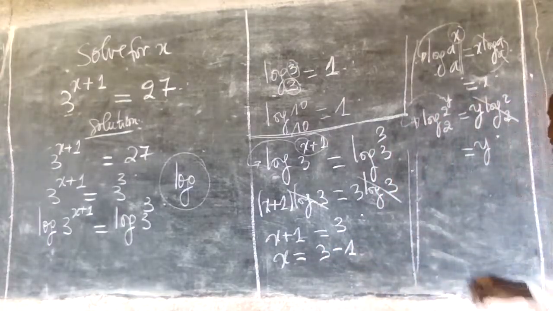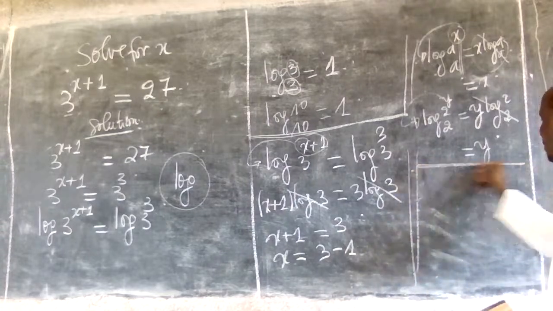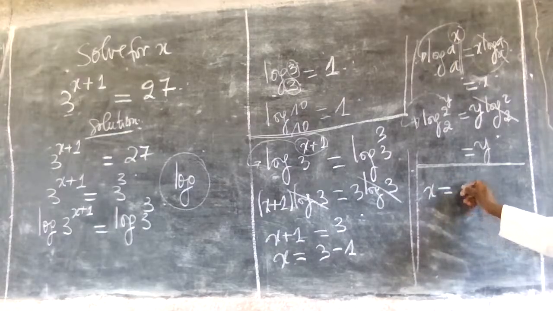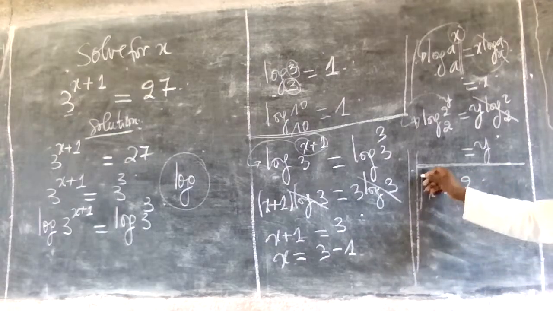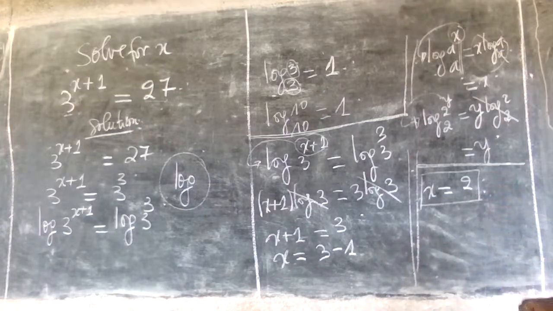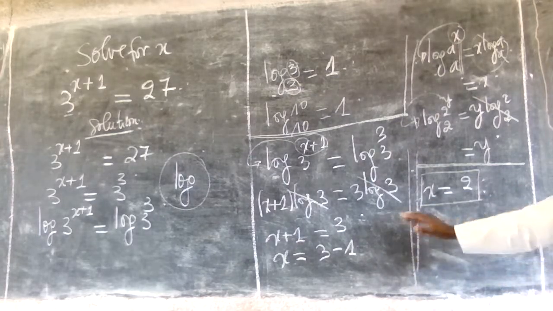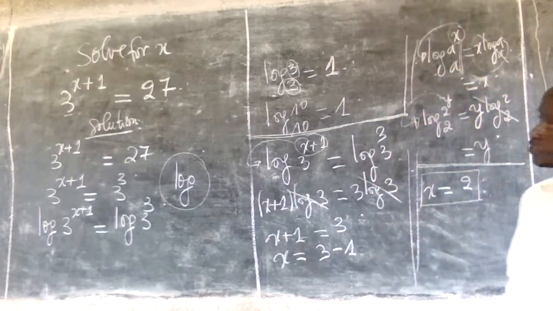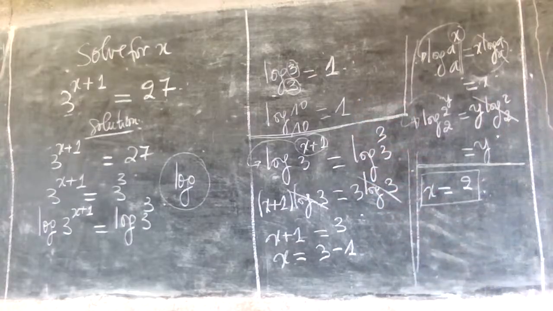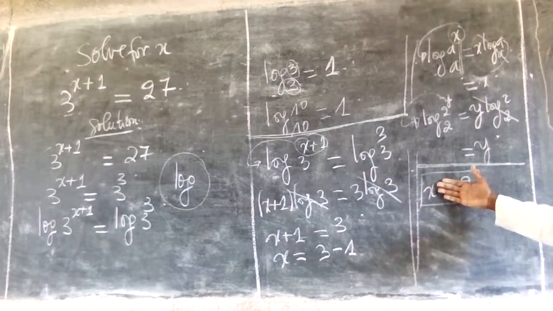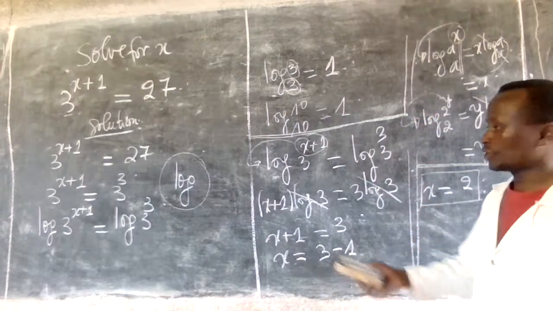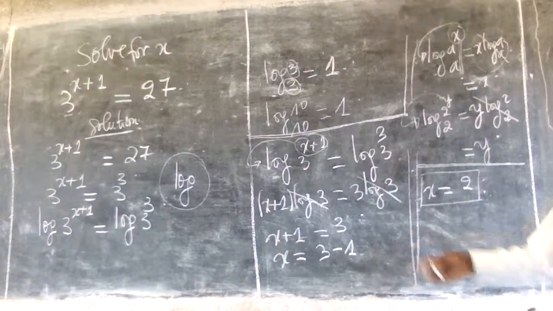Now, let us finalize our question. X will be 2. You see, this is the value of x. So I think, you see, those two ways of solving exponential equations, you have to choose the good one. Yes, you have to choose the suitable one while we are solving this kind of exponential equations. So let's continue for the next exercises.